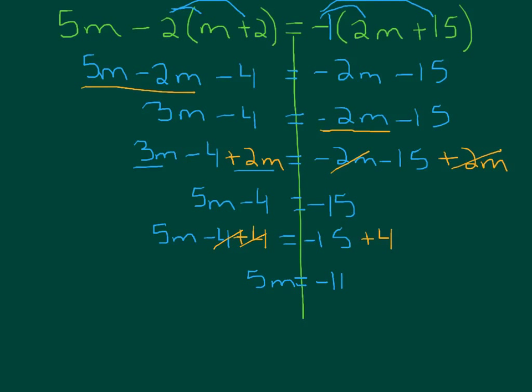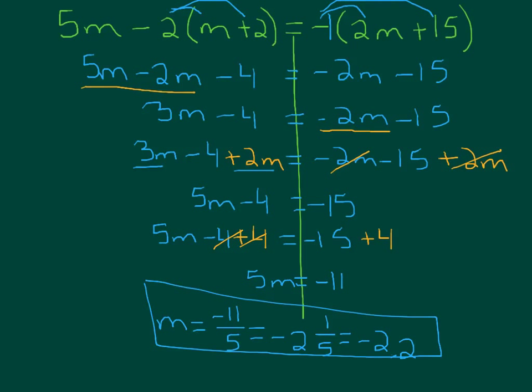So if I divide, I will get that m equals negative 11 fifths, which equals negative 2 and 1/5, which equals negative 2.2. I would accept any of these answers as your final answer. So now pick one of those representations of your final answer and plug it back in to see if it checks.